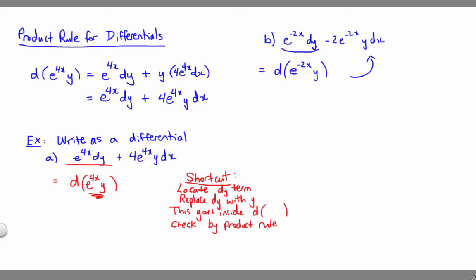So applying the product rule, we'd have e to the negative 2x dy. That's good. That gives us our first term. And then we go plus y times negative 2 e to the negative 2x dx. So yes, that does give us the correct second term here, and we can confirm that our shortcut has worked.